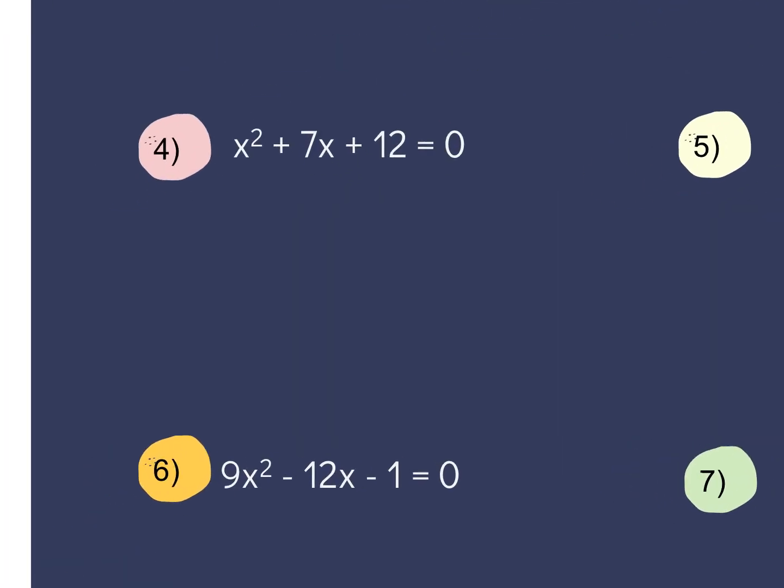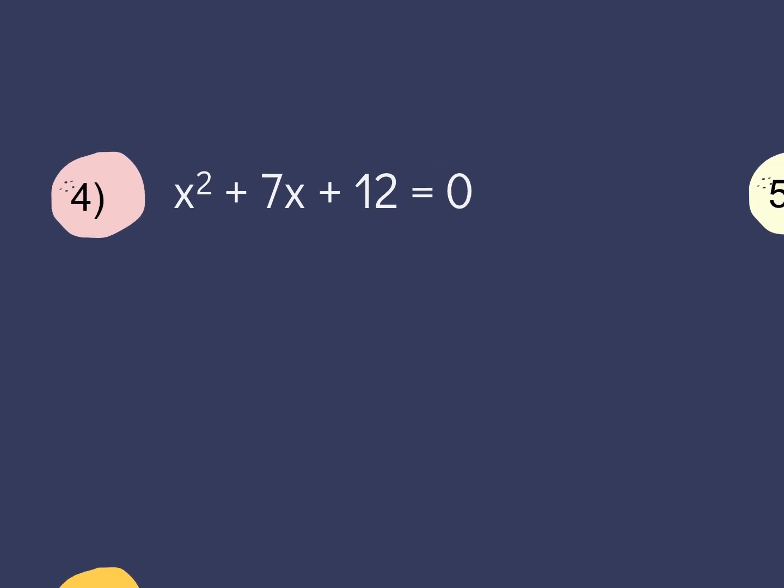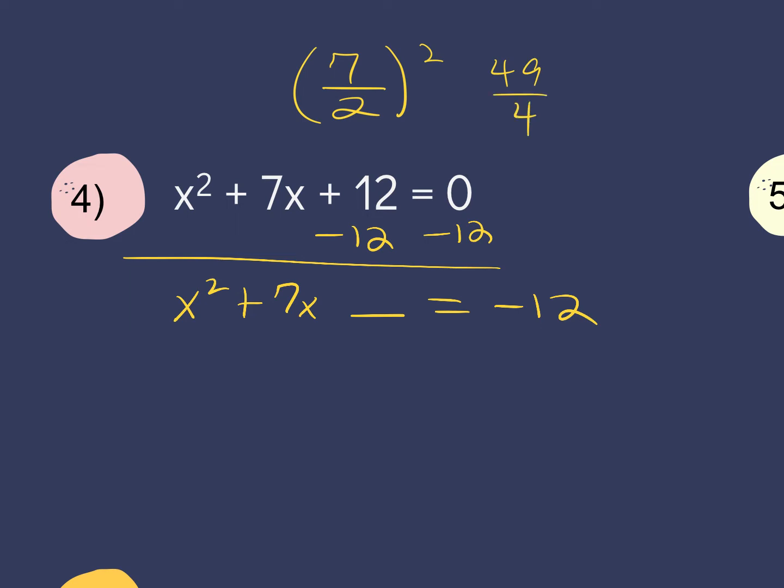Number 4, same thing. Now we have a fraction, but we're not going to make it a decimal after we divide the b term by 2. No, we're leaving it a fraction. Minus 12, get the constant on the other side. Leave the blank space. Take the b term, divide it by 2. So it becomes 7 over 2, and then we square it, and it's 49 over 4. So now, that's what I'm adding over here.